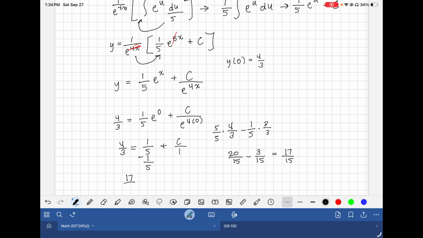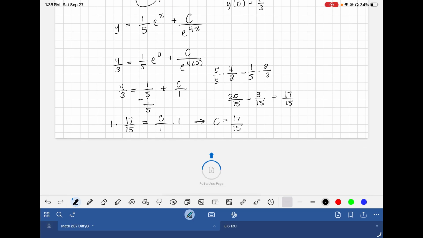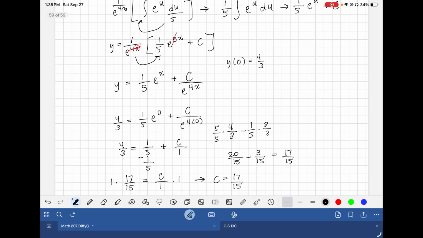Yeah, so 17/15 equals C over 1, times the 1, doesn't change. So our C is going to be equal to 17/15. Right. And to save some space, I'm just going to rewrite everything over here.